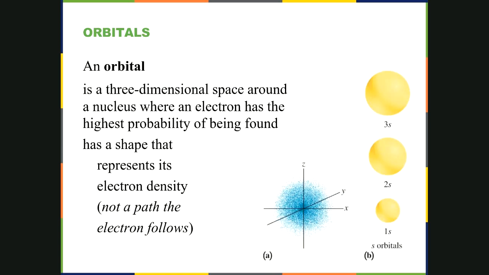So again, an orbital is a 3-dimensional probability region. They define it here as a 3-dimensional space where the electron has the highest probability of being found. It just represents a probability density. You can't think of it as a path or a defined region. It's a region where you're most likely to find the electron. Orbitals don't really have hard edges. They're more like this diagram, where, like a cloud, they just gradually disappear into nothingness. It doesn't have a specific defined boundary, because it's all based on probability.